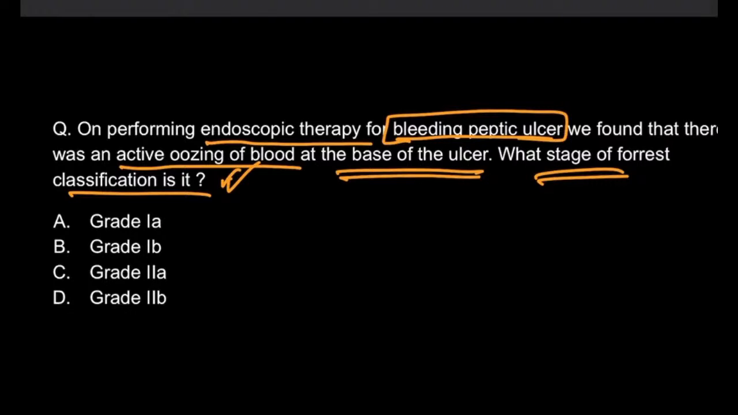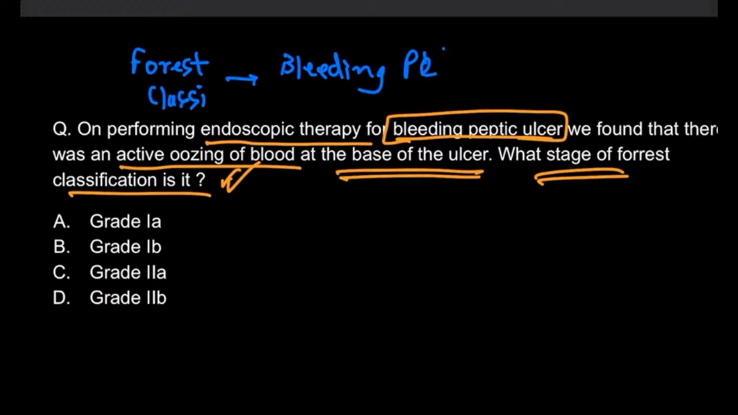So the first MCQ, guys, which you got was the Forest classification. Forest classification is basically used for the bleeding peptic ulcer. Please understand this. This is not for the esophageal varices. We are limiting our therapies to the bleeding peptic ulcer. That is why you use a Forest classification.